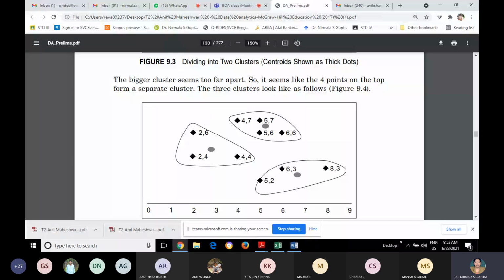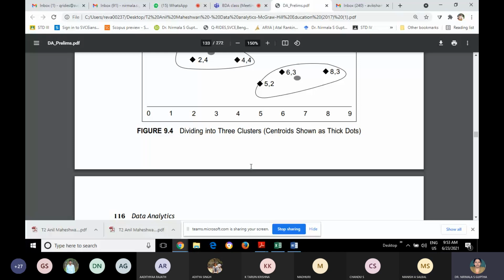So 2, 4, 2, 6, 4, 4. Approximately it comes as 2.8 or 2.9. And here it is almost 5.8 or something. So dividing the 3 clusters also we understood. Now this we need to understand.